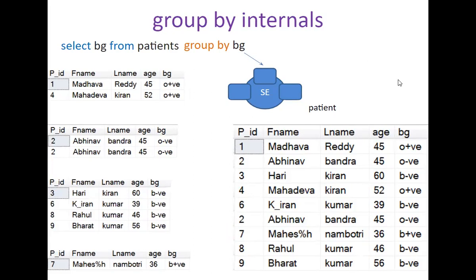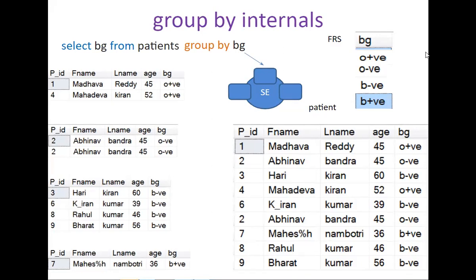So here in the final result set, what will be there? O positive, O negative. Then from the third intermediate result set, B negative. From the fourth intermediate result set, B positive. So this will be our final result set. In our final result set, only the blood groups, distinct values. It is similar to distinct, right? Duplicate copies are not there. So like this, the group by clause will work. So internally, how it works, is it clear? I know it will be a bit confusing. We'll explain it again, but for now, is it clear?